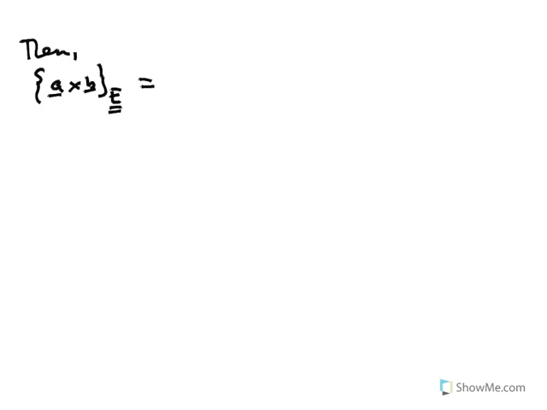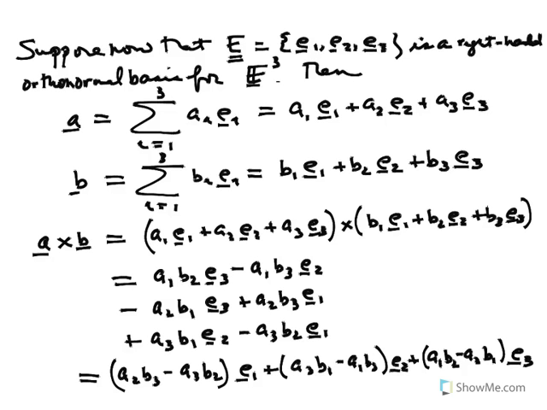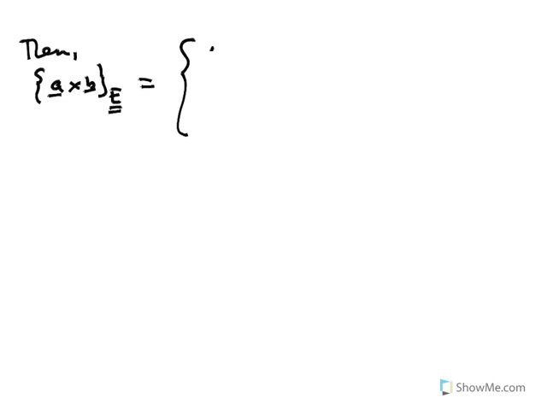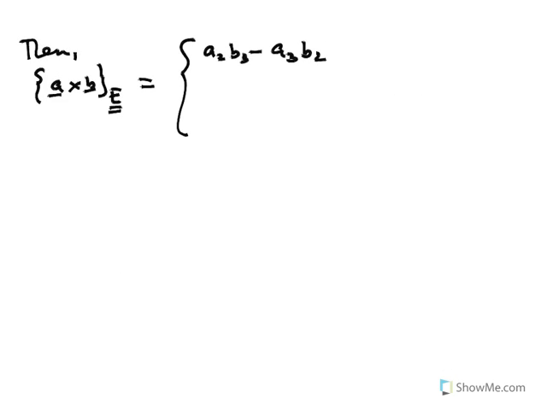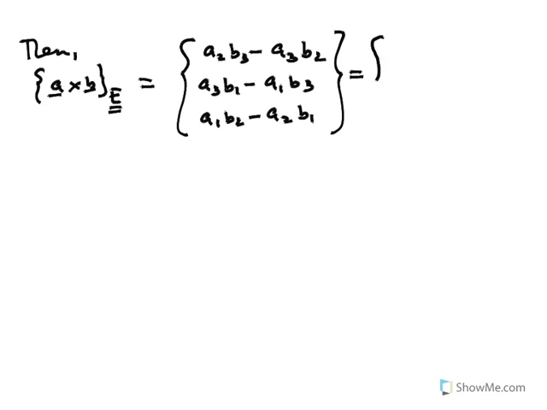Well, what does that look like? Well, it looks like these three components, which are A2 B3 minus A3 B2. The second one is A3 B1 minus A1 B3. And then the last one is A1 B2 minus A2 B1. So when we write that out, we can actually rewrite that in terms of the following product of a matrix with a vector.